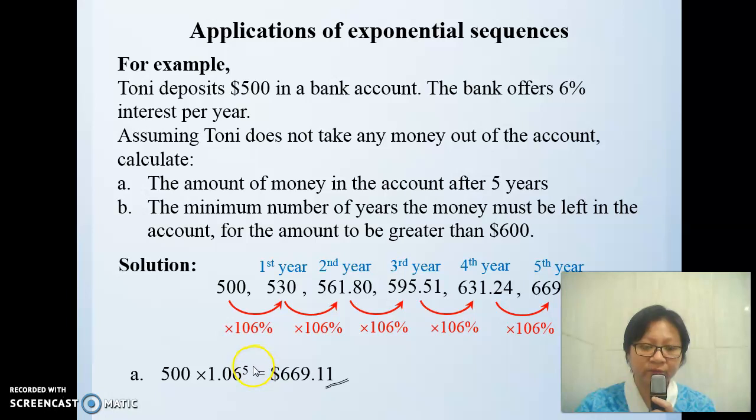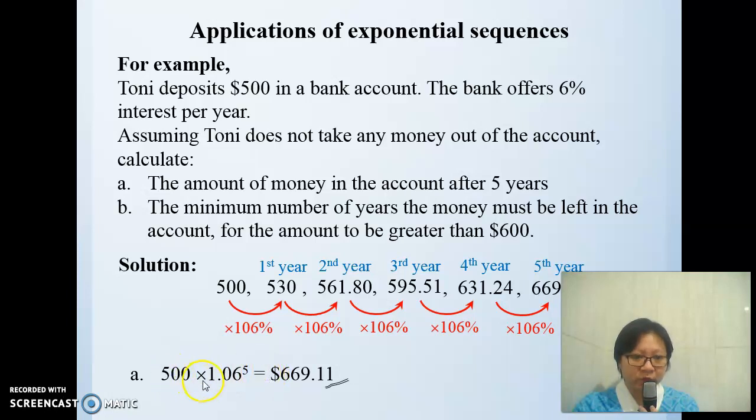power of 5. Remember, there are 6 terms. 1, 2, 3, 4, 5, 6. You need to reduce by 1. So don't be confused. Do not reduce the number of years by 1, because the number of years is 5. If you reduce by 1, you'll get 4, and that's not correct. Just use the years immediately without reducing by 1.